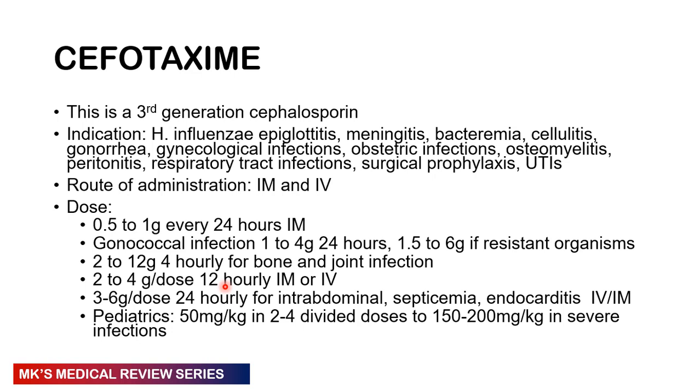Then for anyone with an intra-abdominal septicemia or endocarditis, we can give 3 to 6 grams per dose every 24 hours. Pediatric patients are going to have 50 milligrams per kg in 2 to 4 divided doses. You can increase it to 150 or even push it up to 200 in severe infections.